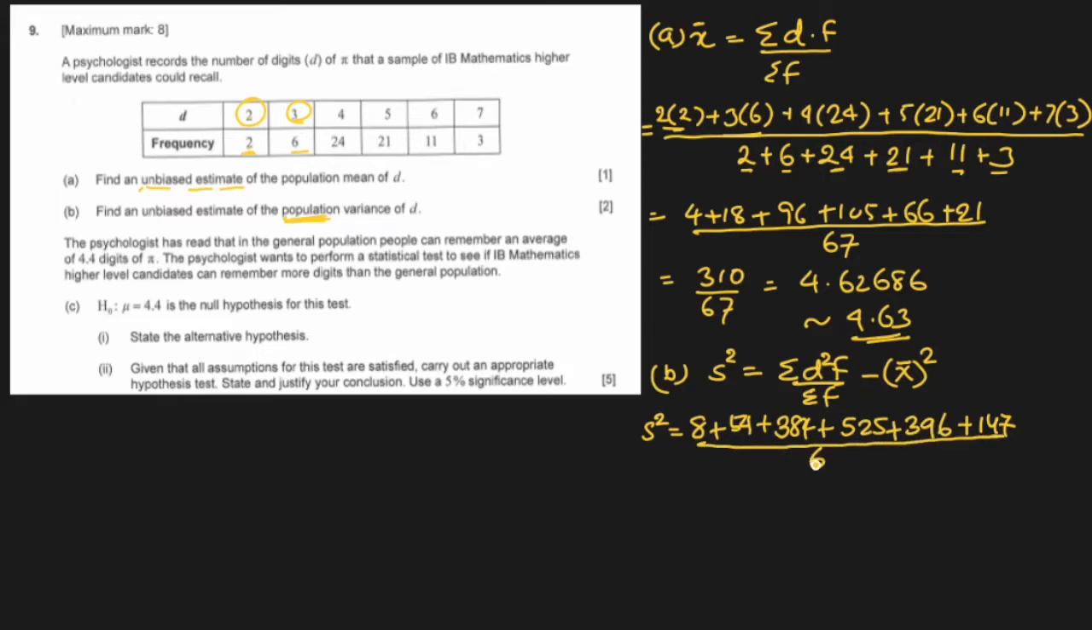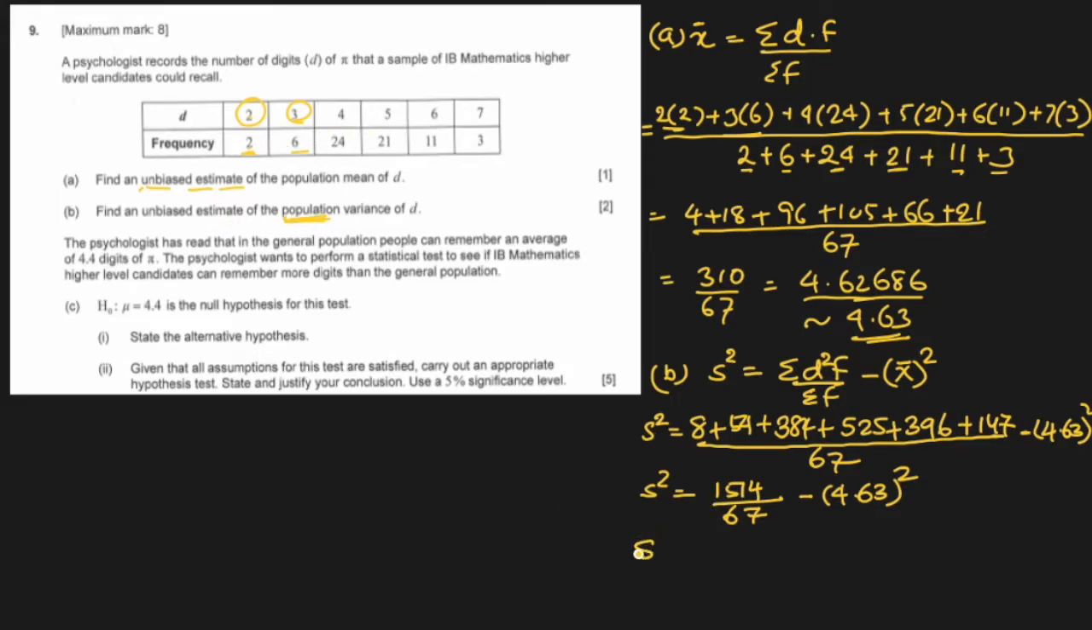Over sigma F, we already know 67, minus 4.63 square. I will use this number in place of 4.63 so that I'm as close as possible. Okay, so here I get S square equal to 1514, the sum of all of them, over 67 minus 4.63 square. Now this is the variance for the sample, but we want it for the population.